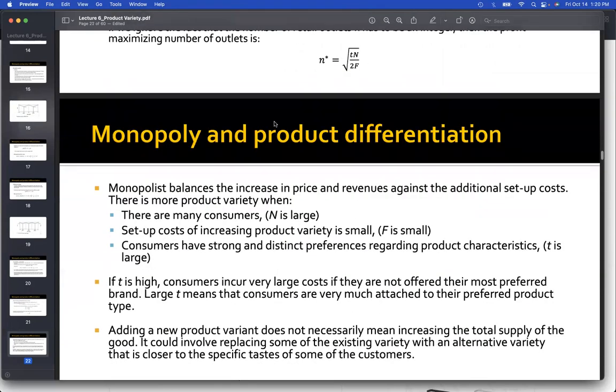So look at this expression. The monopolist balances the increase in price and revenues against the additional setup costs. If n is large, f is small, and t is large, those are the reasons for having many stores or many varieties.